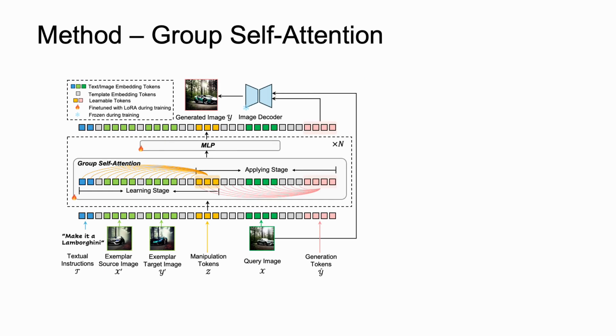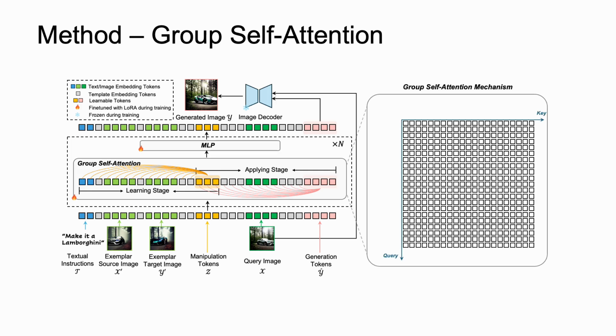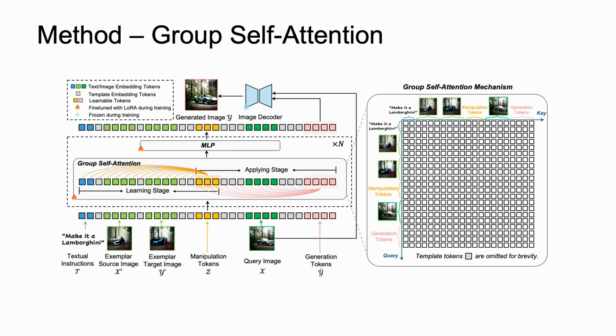Next, I will show more details of the proposed group self-attention. We visualize group self-attention in the form of a query-key matrix. After getting the query tokens and key tokens of each input, we conduct self-attention with causal masks on the textual instruction, exemplar image pair, and the manipulation tokens. The model learns a representation of the desired image transformation by manipulation tokens. This is the learning stage.